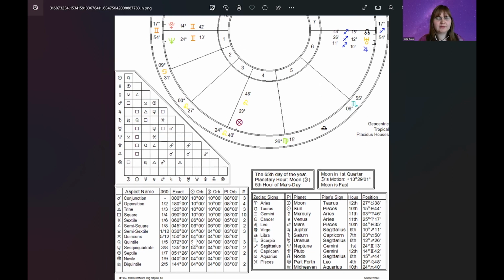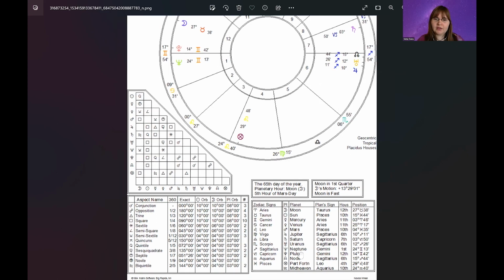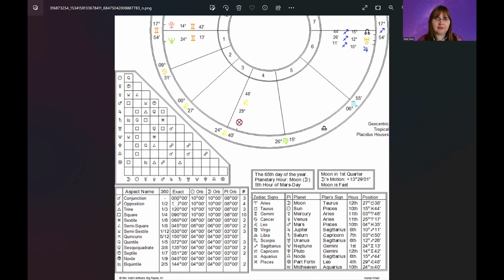Some people don't count that for minor aspects. Usually the orb is tighter. Sometimes people don't count certain aspects unless they're about a degree apart from exact. All right. And then if you go to the right of this, you'll see the zodiac signs.